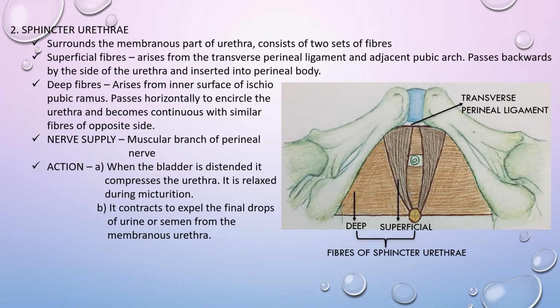Action of this muscle: when the bladder is distended, it compresses the urethra, but it is relaxed during micturition. This muscle contracts to expel the final drops of urine or semen from the membranous urethra.